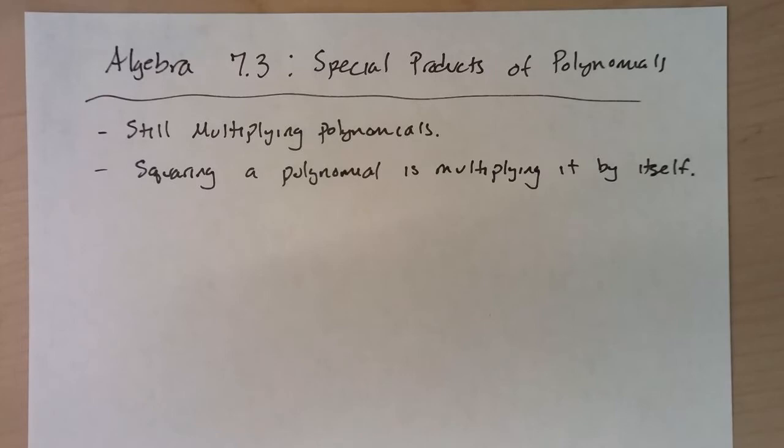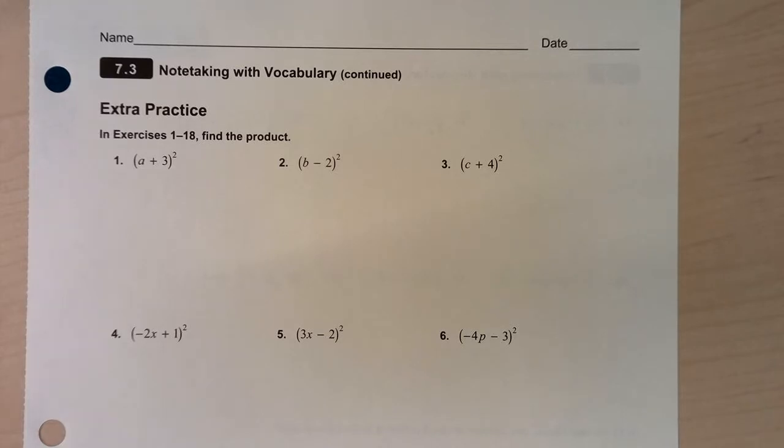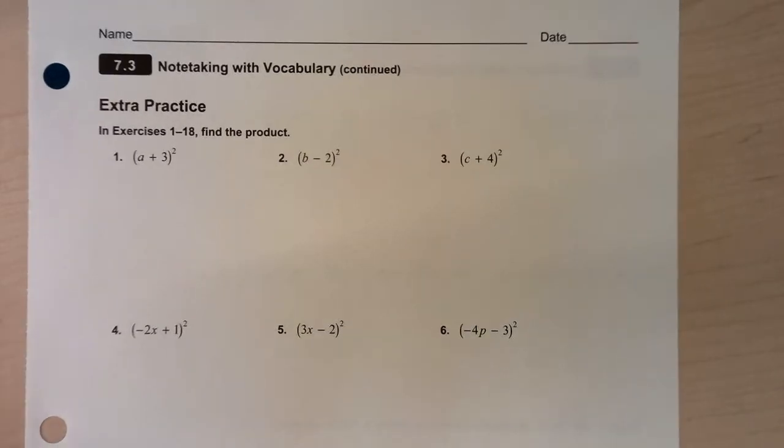And then another thing to keep in mind is if you're squaring a polynomial, which you'll see in some examples that we do, it's the same as multiplying a polynomial by itself. So there's not really a whole bunch of notes other than going over some specific examples of special products. So here's some examples of special products.